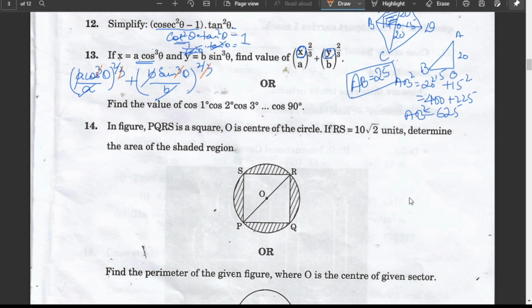So finally what do you get? Cos square theta plus sine square theta, value 1. Done. It's as simple as that.